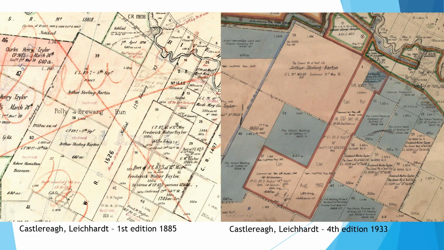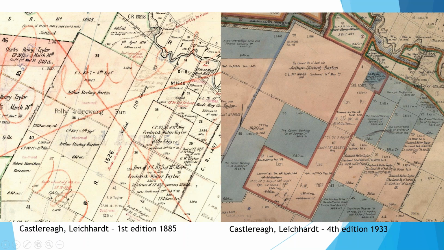And portion 38 is 640 acres. Portion 39, which has a funny shape, is 1,920 acres. We know that portion 40 is a conditional purchase in 1890, number 17, taken out on the 13th of February by Robert Hamilton Patterson, and it's 640 acres. We can see down near the bottom of the map the tank and the drains, and that's just next to WR 1526, which I think may be water reserve, which was notified, in other words, published in the New South Wales Government Gazette on the 12th of February 1883. And of course, you've got the river up the top.